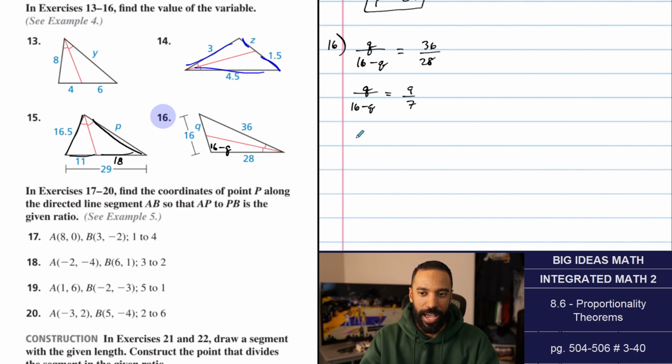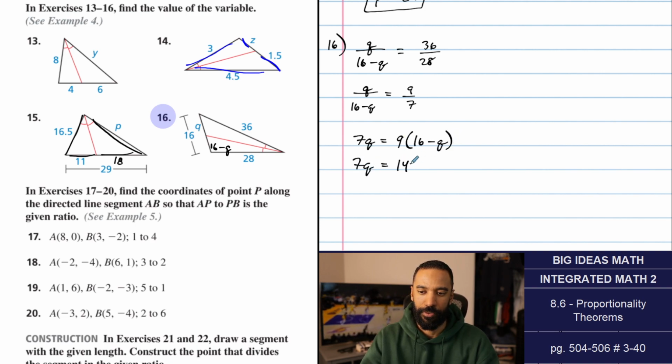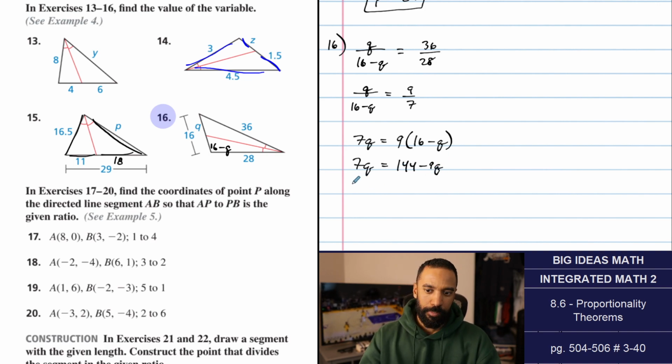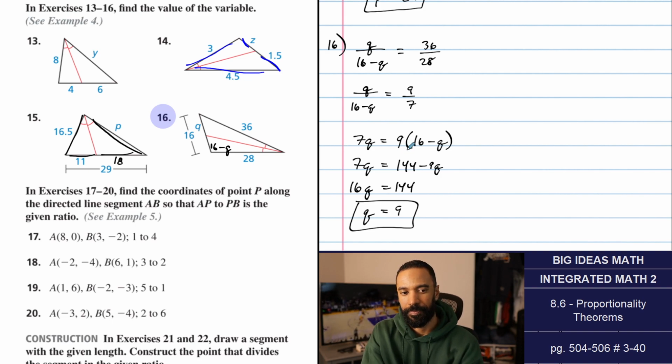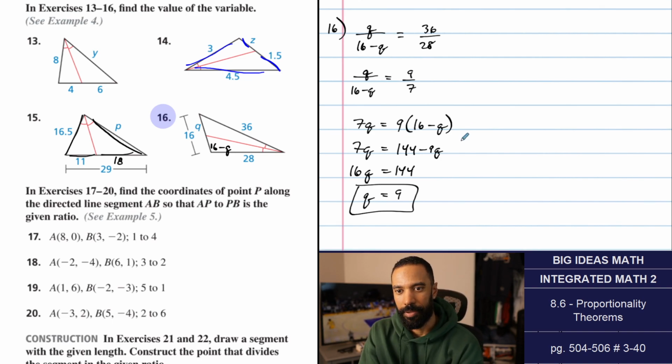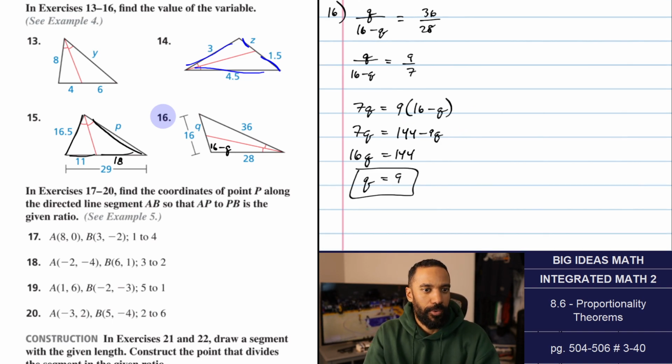Let's cross multiply, and I get 7. By the way, that's a 9. That's a q. So 7q equals 9 times 16 minus q. Making us work. 144 minus 9q. Add 9q to both sides, you get 16q. Divide 16 by both sides, you get q equals 9. That should be the length there. Okay. All right, so that's number 16.